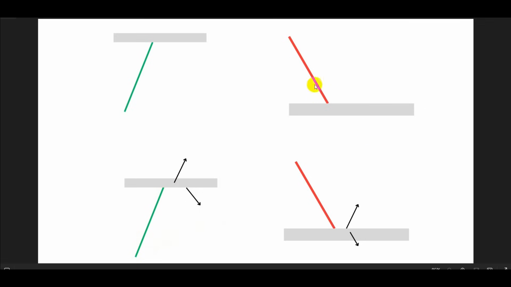So likewise in the bearish market, you can see it comes down, it stops, and from there it decides whether to go up or down.